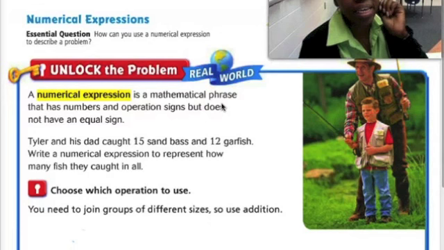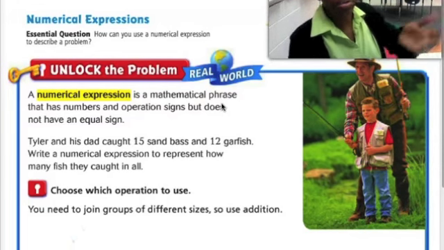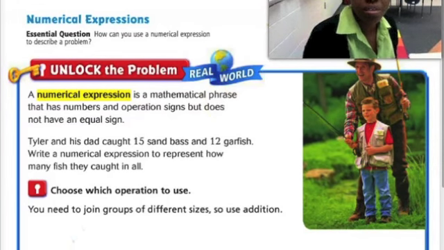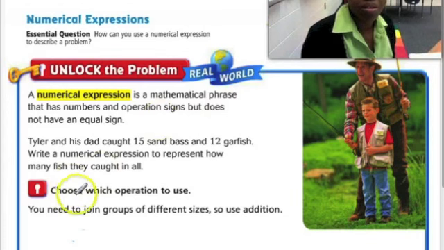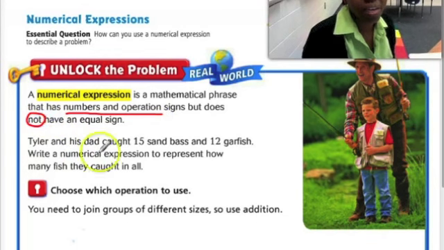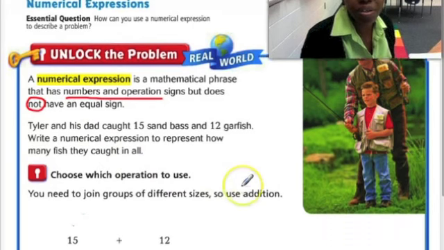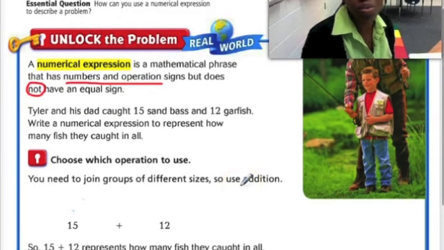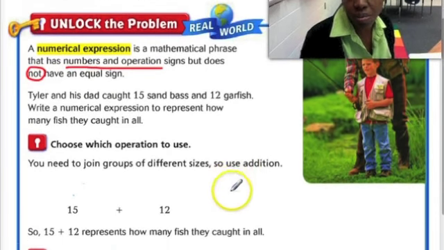Okay, our goal today for this lesson is to be able to write numerical expressions. We need to understand that a numerical expression has numbers and operation signs, but it does not have an equal sign. So we have to make sure that we do not put equals in today's lesson. We'll have the urge to say 15 plus 12 equals something, and that's not what we want to do because we're looking at numerical expressions.